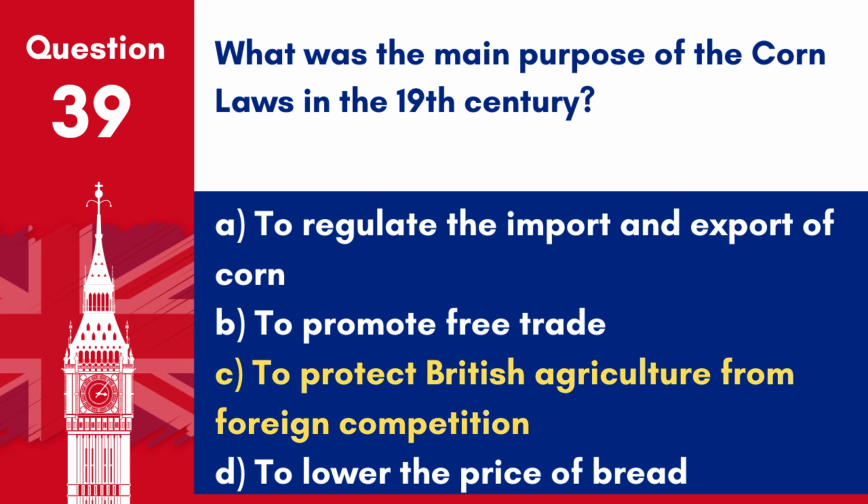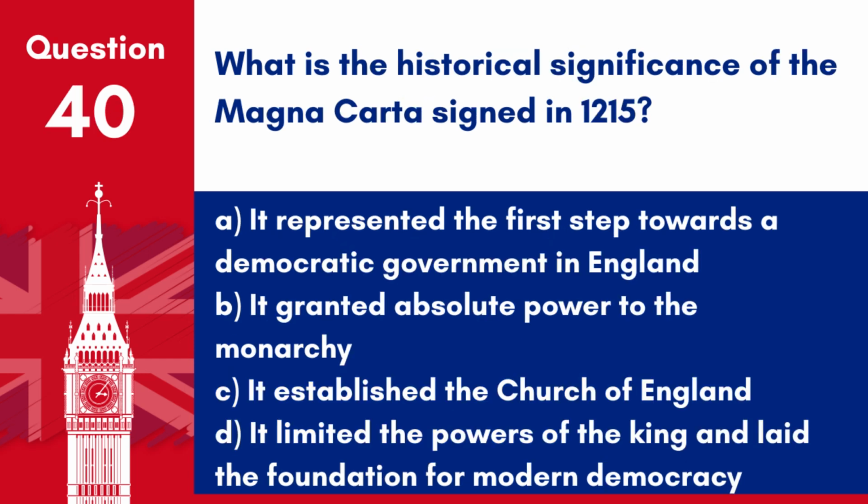Answer: C. To protect British agriculture from foreign competition. The Corn Laws were implemented to protect domestic grain producers from cheaper foreign imports, leading to significant political and social unrest. Question 40. What is the historical significance of the Magna Carta signed in 1215?